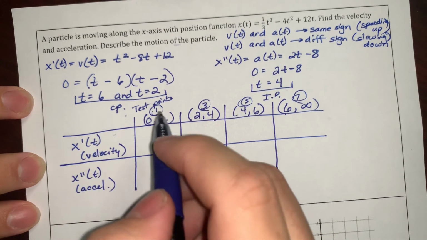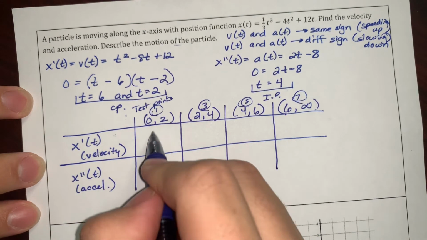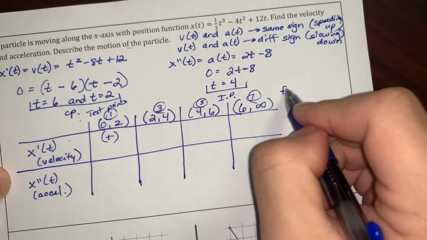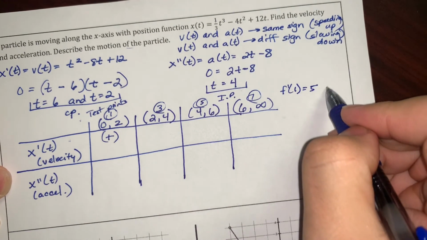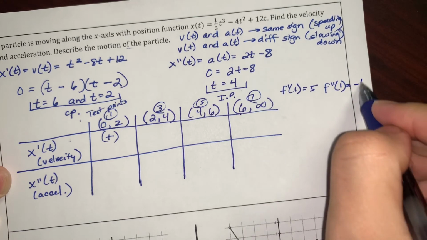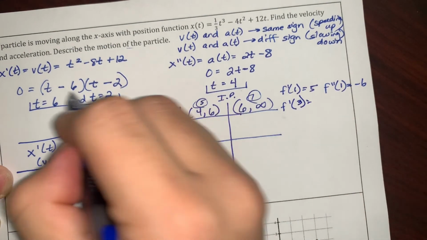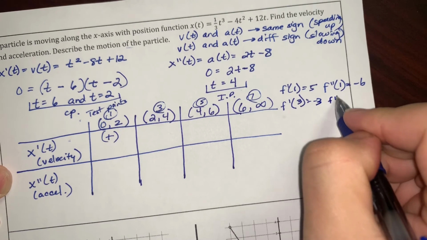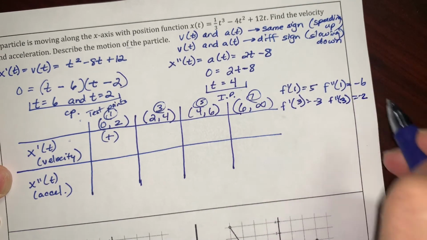So if I plug in 1, I'm going to end up with 1 minus 6 times 1 minus 2. Those are two negatives, so I'm going to end up with a positive. Actually, I'm just going to go ahead and work it out here. So f prime of 1 will be positive 5. If I do f double prime of 1, that would be negative 6. If I plug in f prime, I'll use the test point of 3, 3 minus 6 times 3 minus 2, that'll be negative 3. If I do f double prime of 3, I'll have negative 2.